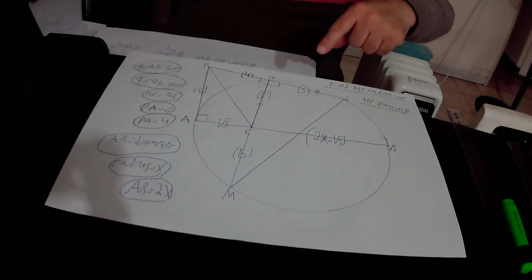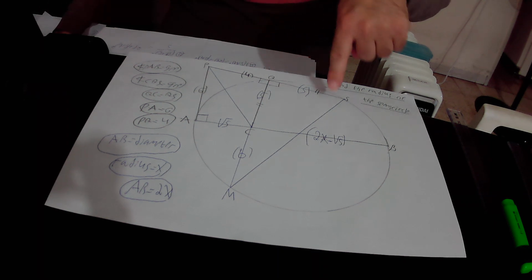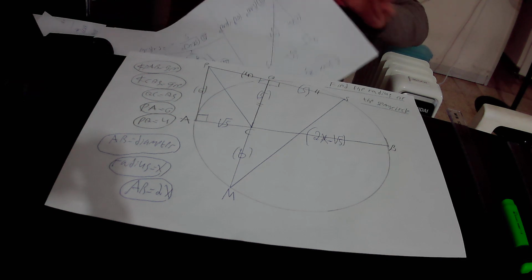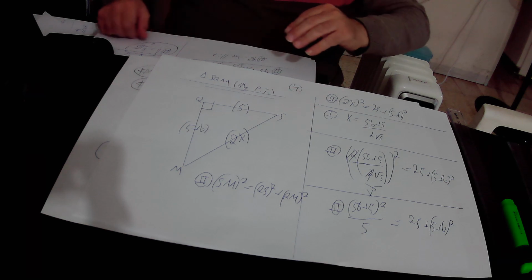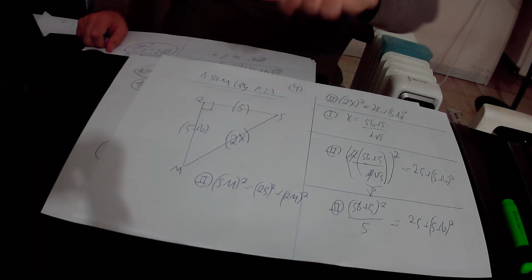Then I copied the right triangle QSM onto a new page and applied the Pythagoras theorem in this right triangle QMS. This is the right triangle QMS that I copied from the original drawing.